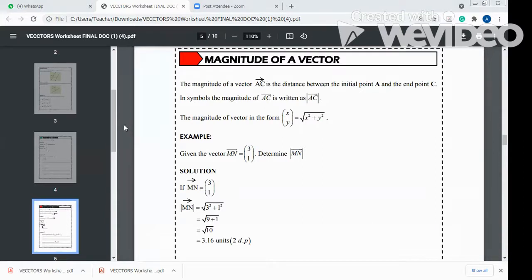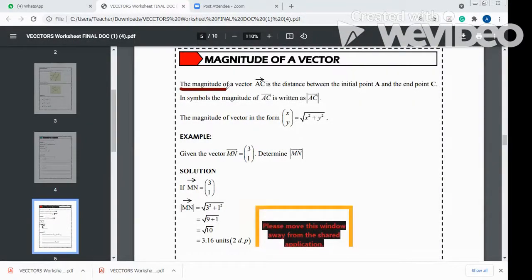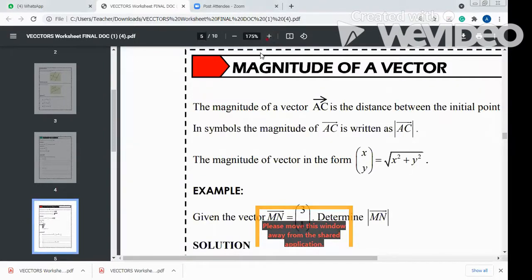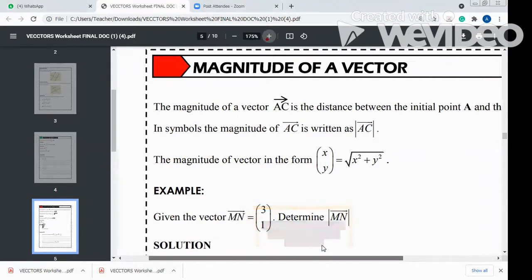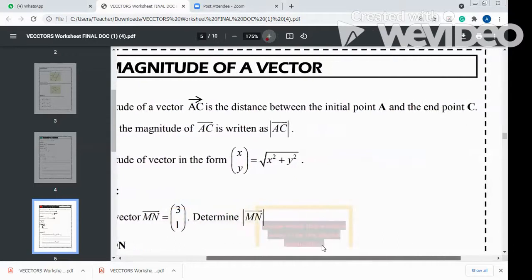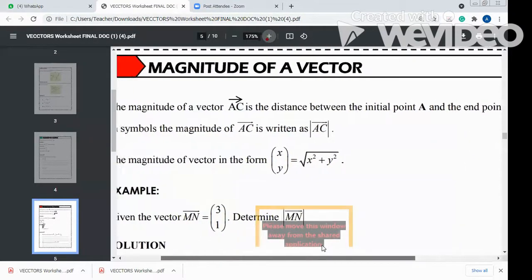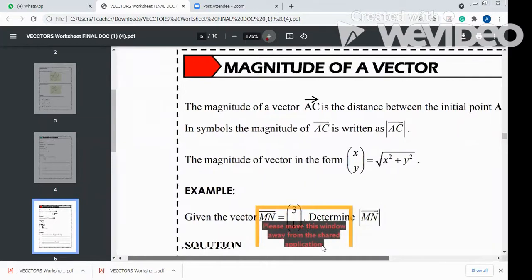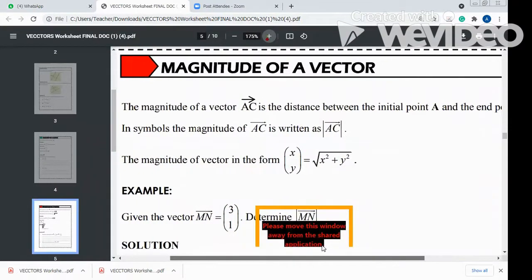The magnitude of a vector, and an example comes with it. All right, so you've been hearing me talking about the magnitude of a vector quantity, not true? Magnitude is actually the length of a vector. It says the magnitude of a vector AC is the distance between the initial point A and the end point C. In symbol, the magnitude of AC is written as AC with an arrow and these two vertical lines.